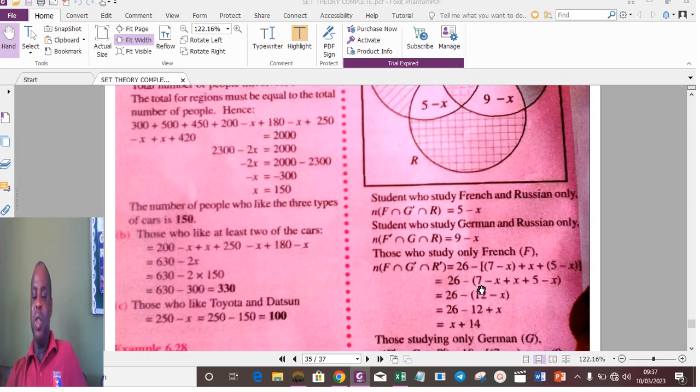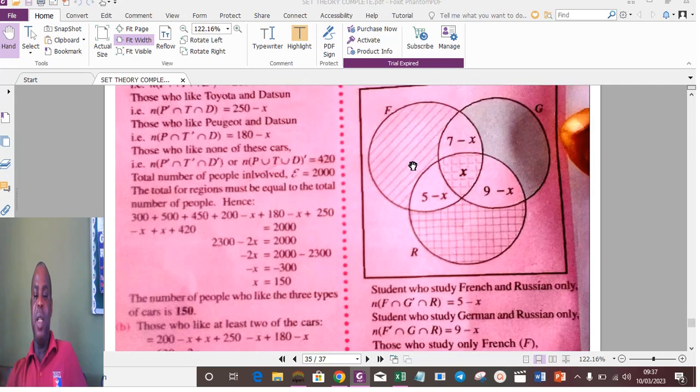So when we do the addition, we're going to get 7 plus 5, that is 12, minus S plus S is 0 minus S here. So if you open this bracket, it turns to 26 minus 12 plus S. So 26 minus 12, that is 14. So 14 plus S.